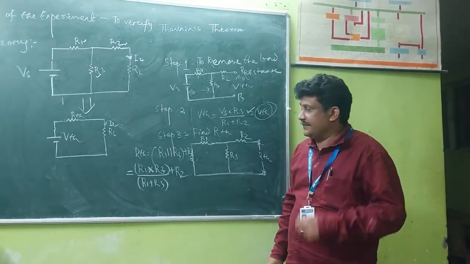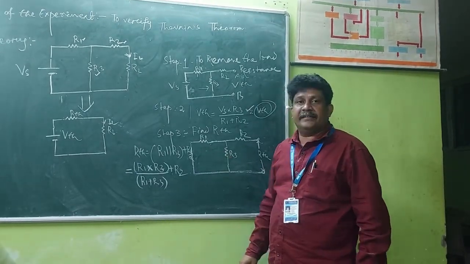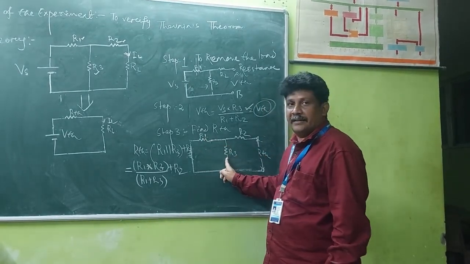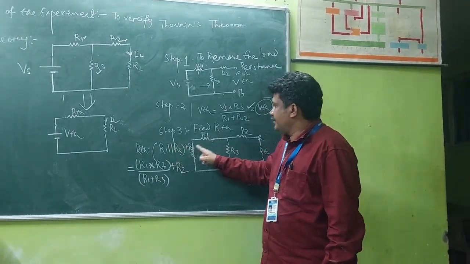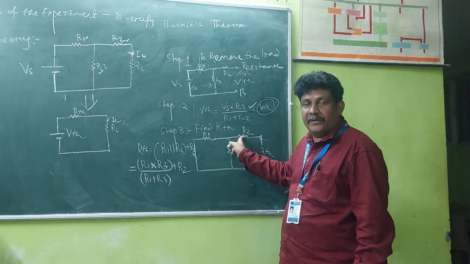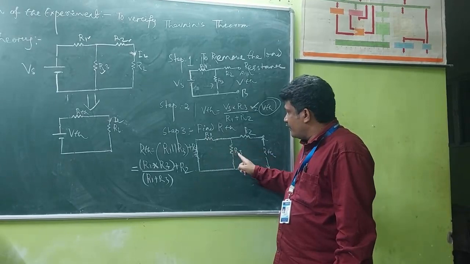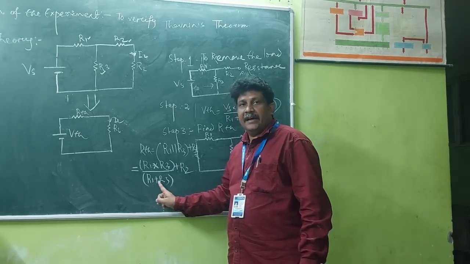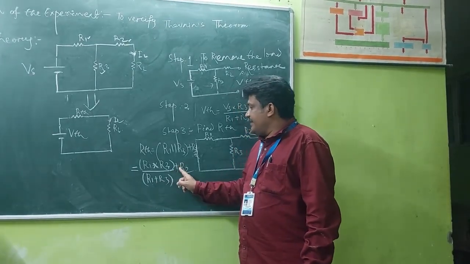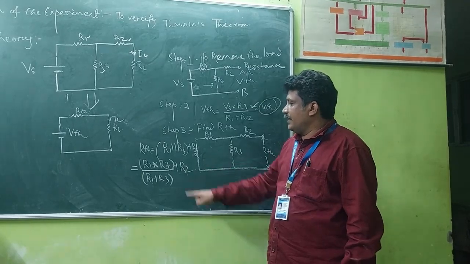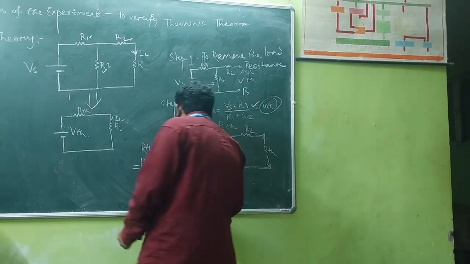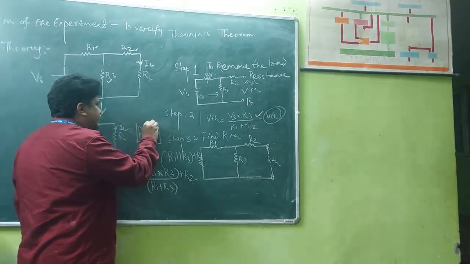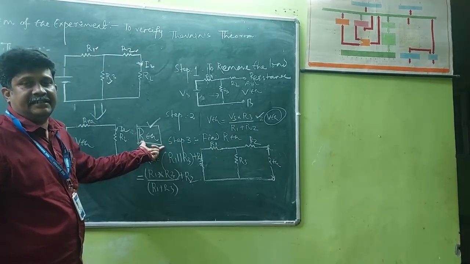Yes or no? Yes. So how will the value of RTH be calculated? Look here, R1 parallel R3 will be one operation, and that will be added with the value of R2. So what is the value of R1 parallel R3? That will be equal to R1 into R3 divided by R1 plus R3, and that value will be added with R2, and after this addition we will get the final value of RTH, and this is known as Thevenin's resistance RTH.